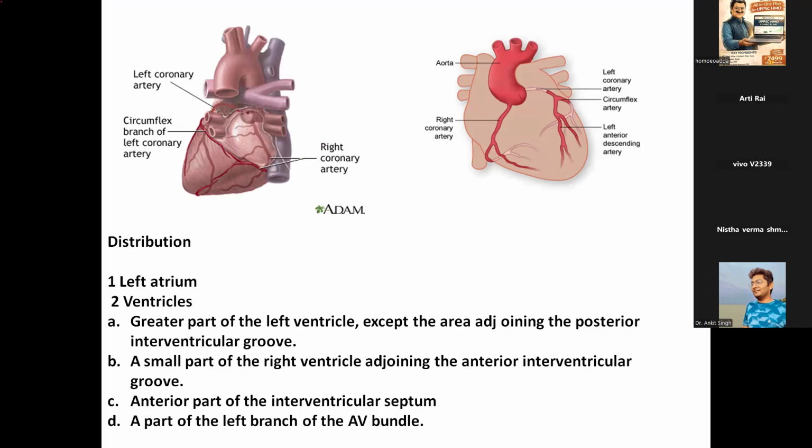You see, it supplies the posterior interventricular groove. It does not supply the anterior interventricular groove. It supplies the anterior part of the interventricular septum and not the posterior part. And lastly, a small portion of the AV bundle. So that is from the heart.